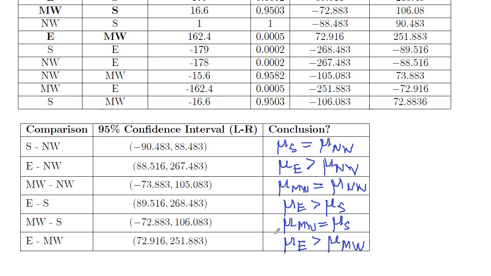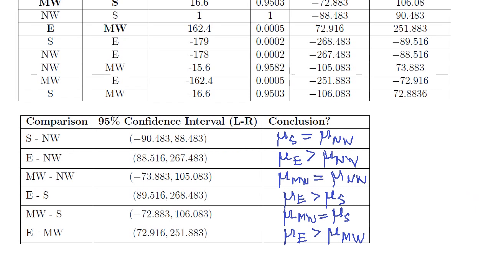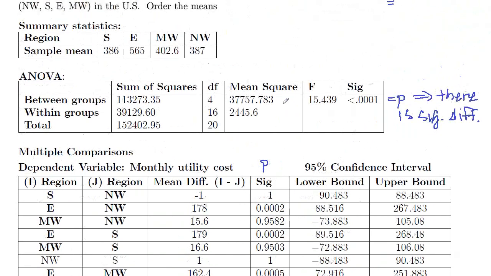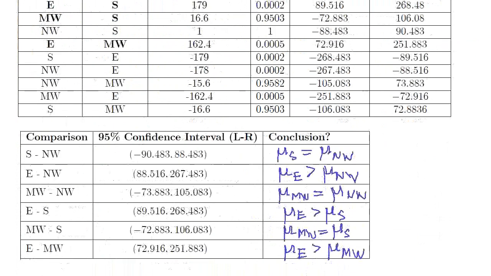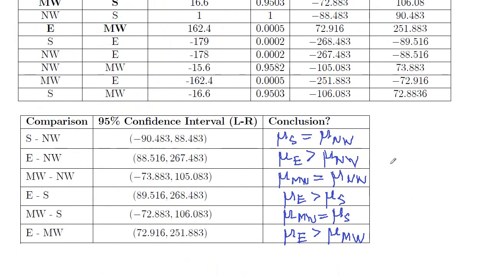So now we can make a summary diagram that compares the means for the different regions here. So we'll list them from smallest to largest. So our smallest sample mean here was the South, and then it was the Northwest, and then the Midwest, and then the East. So we'll list those in order from left to right. So that's going to be South, Northwest, and then Midwest, and then East.